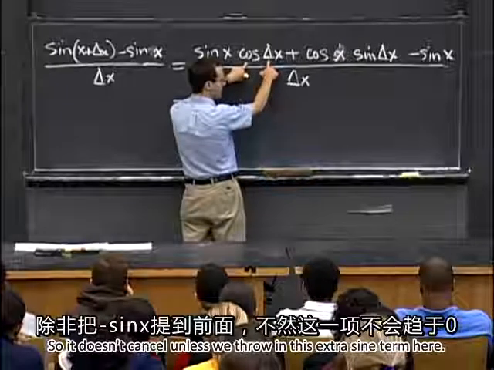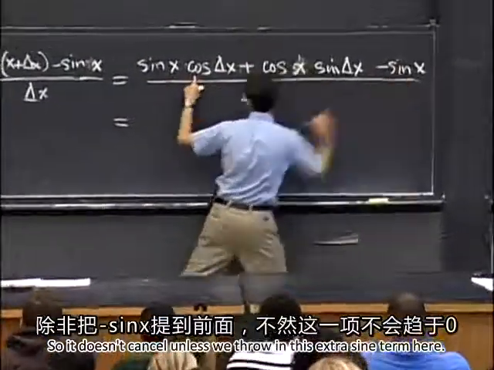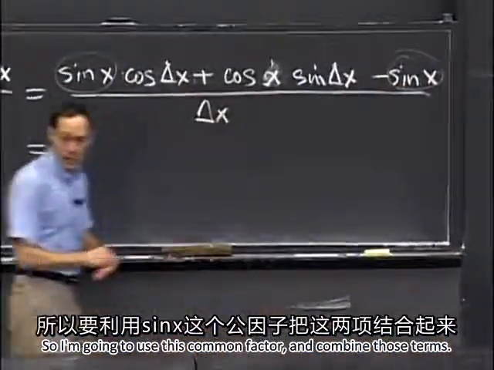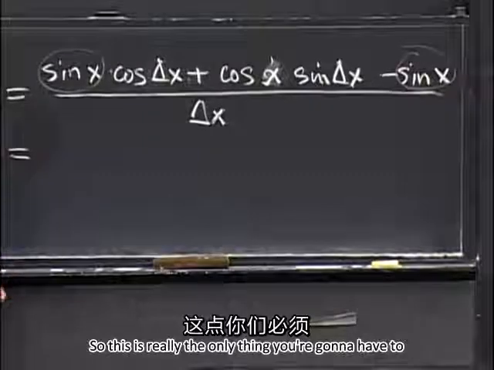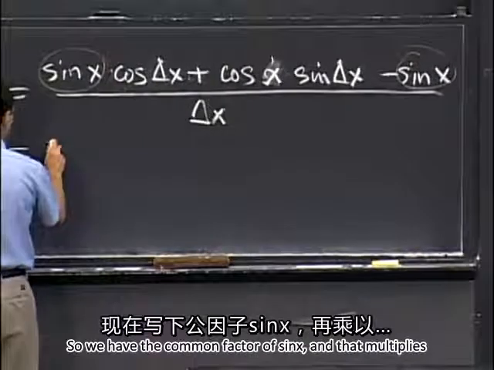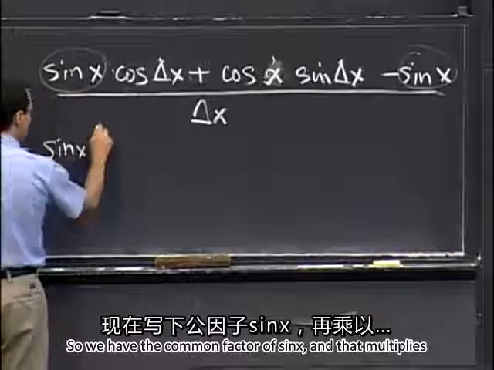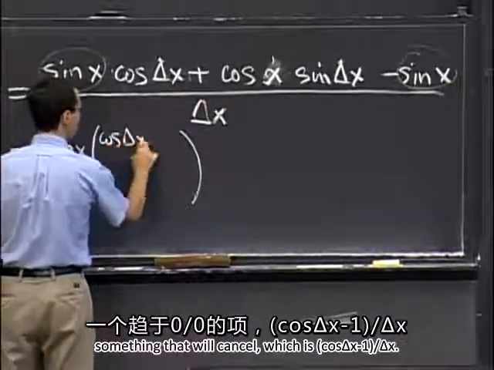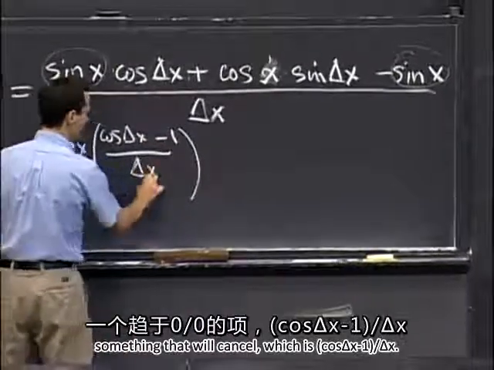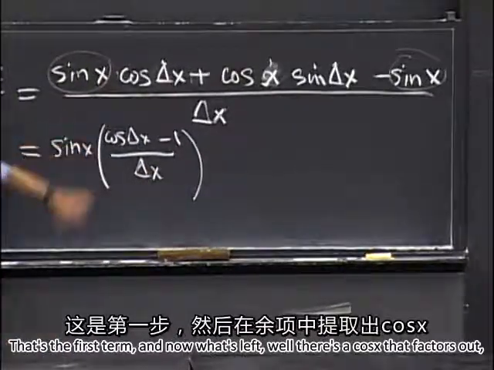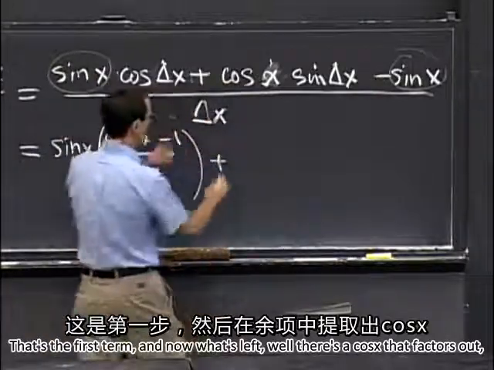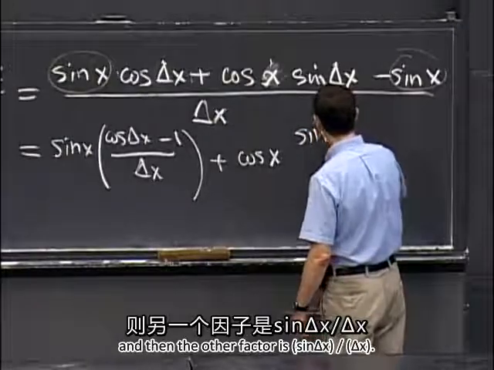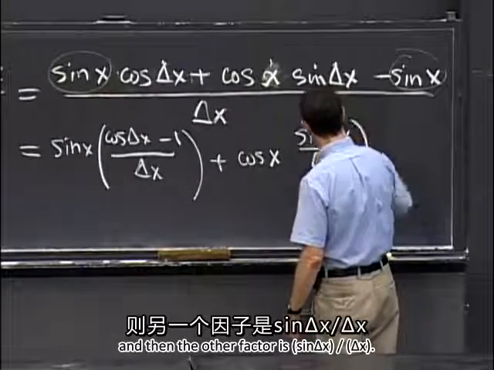So it doesn't cancel unless we throw in this extra sine term here. So I'm going to use this common factor and combine those terms. This is really the only thing you're going to have to check in this particular calculation. We have the common factor of sine x, and then that multiplies something that will cancel, which is cosine delta x minus 1 divided by delta x. So that's the first term. And now what's left? Well, there's a cosine x that factors out, and the other factor is sine delta x over delta x.